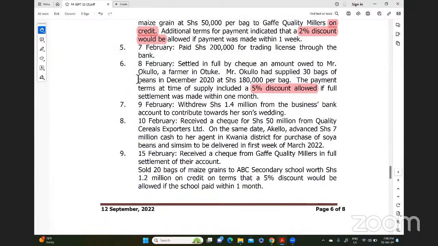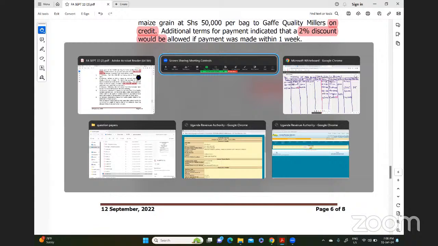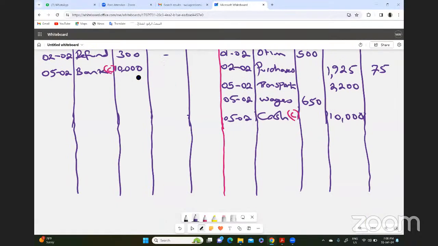All right, on 7th of February, paid 200,000 for a trading license through the bank. So that is 200,000 trading license.